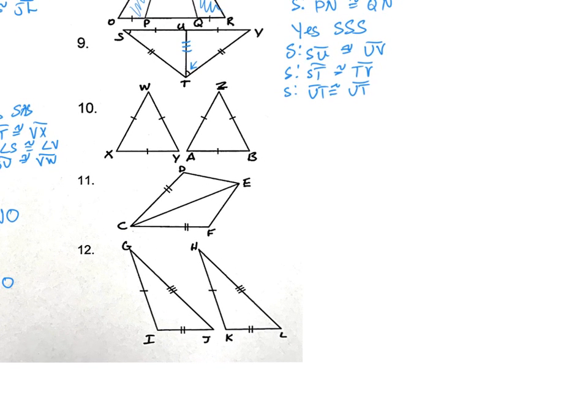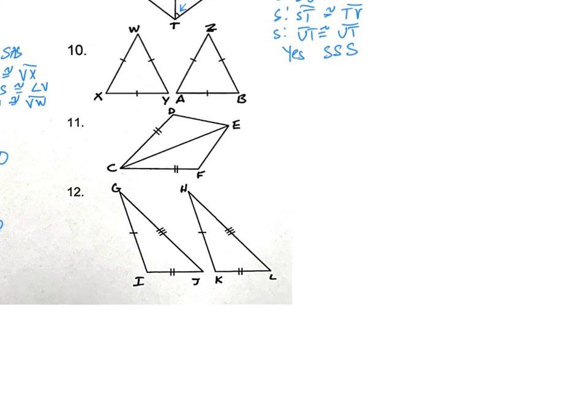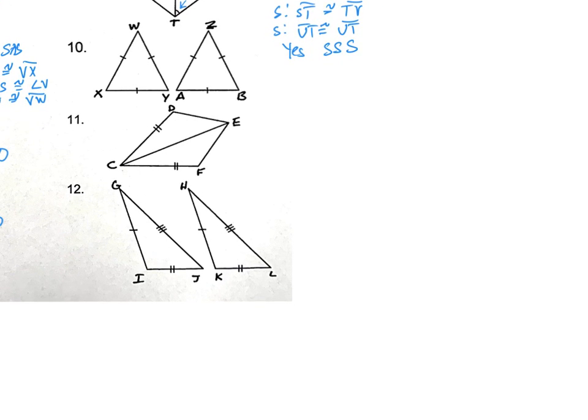Number 10, oh yes, I see 3 sides congruent to each other. This is a yes. This is also a side, side, side. Since all the sides are pretty much the same length, you can pick any sides and it'll work. You just pick any sides, match them to each other. If you don't notice, these 2 are equilateral triangles.